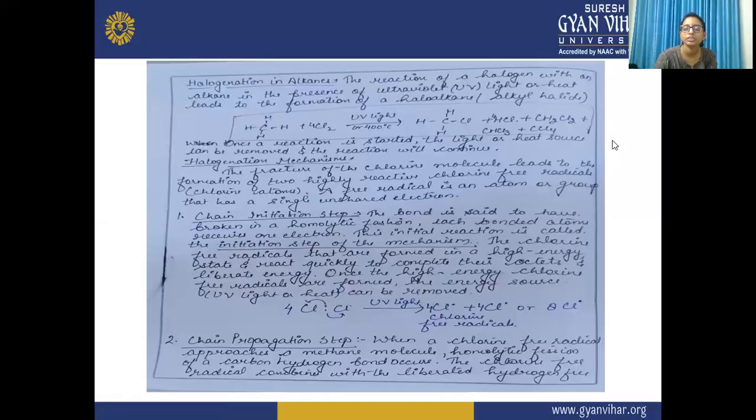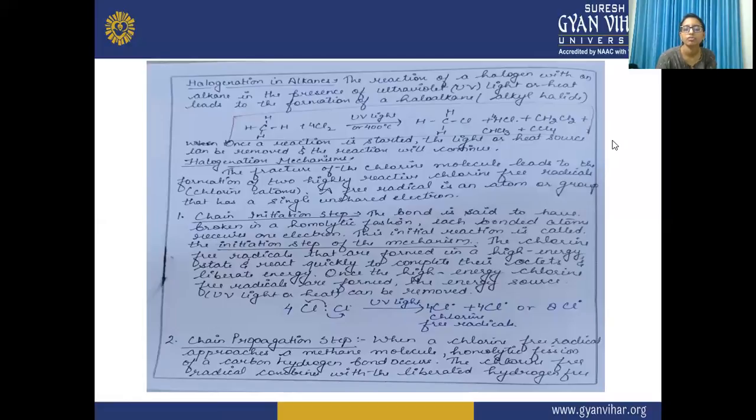And once the reaction is started, the light or heat source can be removed and the reaction will continue. So in this process, we need the light or heat source for starting the reaction. When the reaction gets started, then this light or heat is removed and the reaction will continue as it is. So this is the halogenation mechanism.